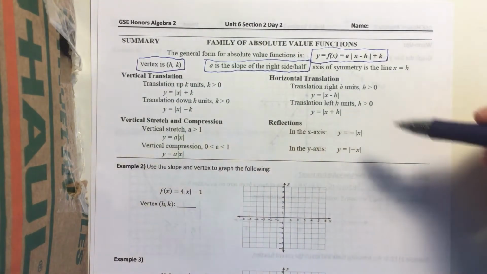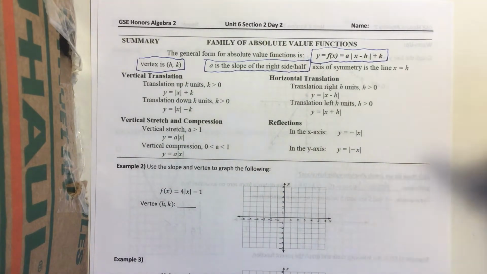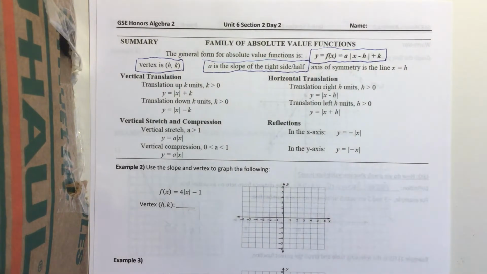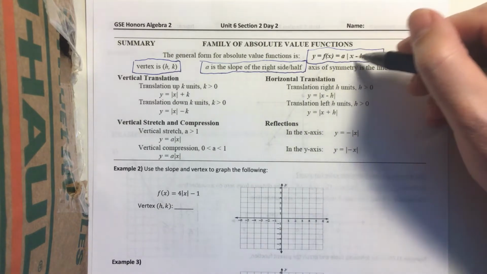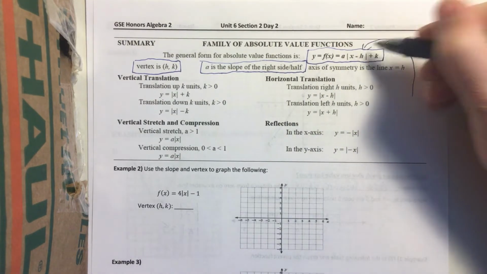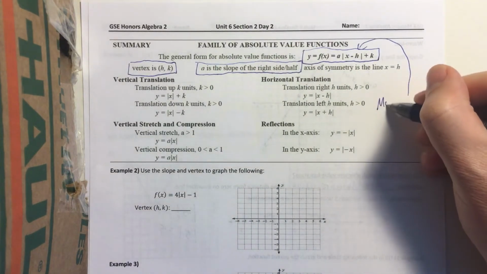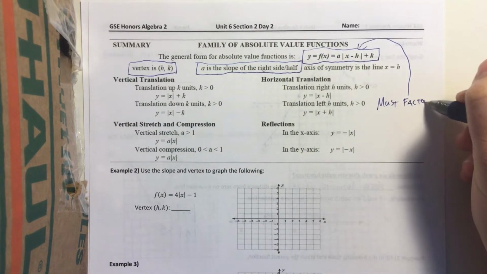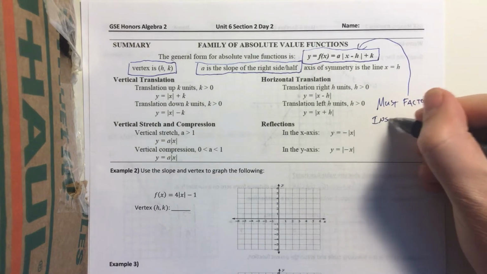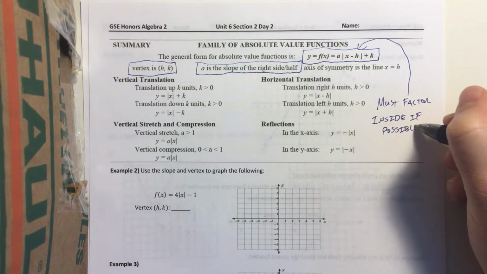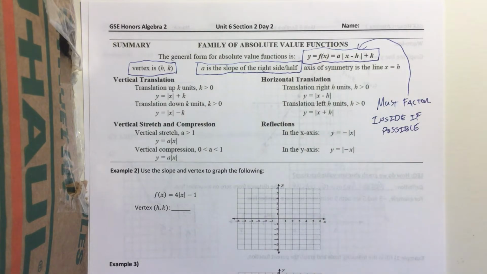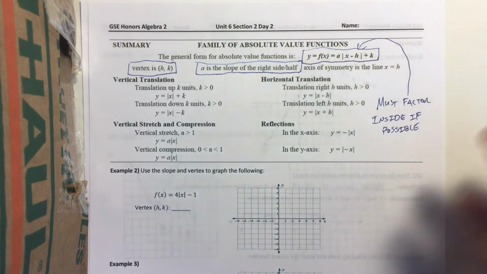All this other stuff is nice. You can use it, but we're not really going to mess with it that much. One thing I need to keep in mind here, this a value and this part right here, I'm going to draw a little arrow out. I'm going to make a little note here. We must factor inside if possible. And this is going to be the only complicated part of the notes today, if we have to factor inside. I'm going to try to make it as easy as possible, but that's something we need to keep in mind.